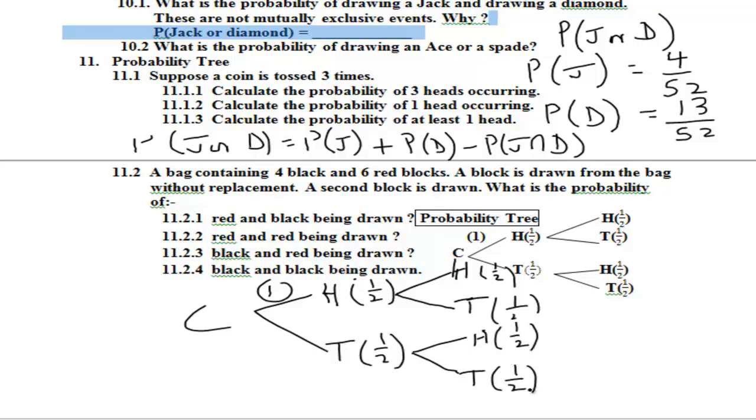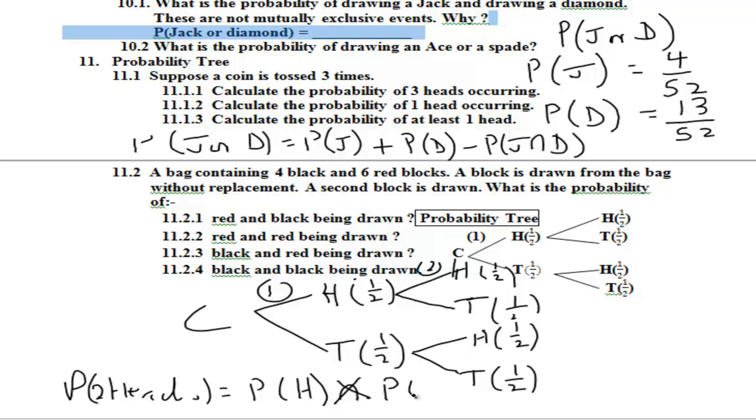So if I ask you what is the probability of, now we're going to use the multiplication principle here as well, what is the probability of getting a head followed by a head, or two heads? So that's the probability of getting a head in the first one times the probability of getting a head again. So that's half times half, which is a quarter.